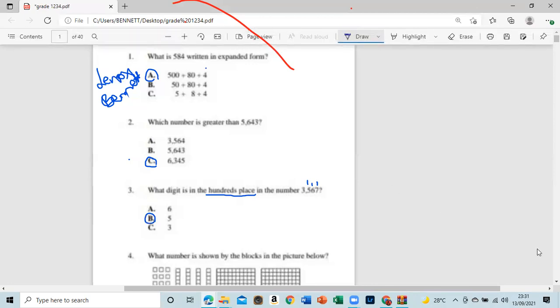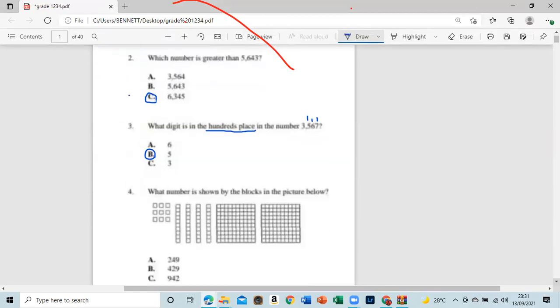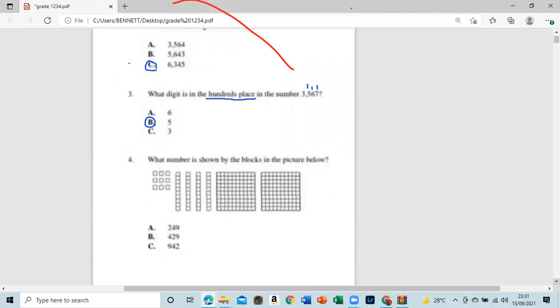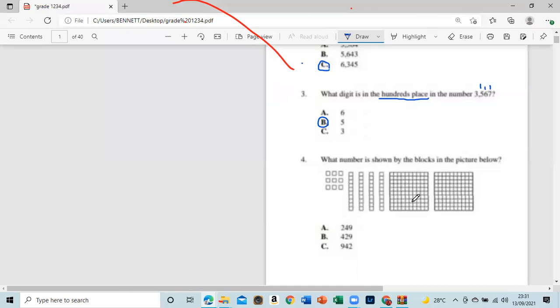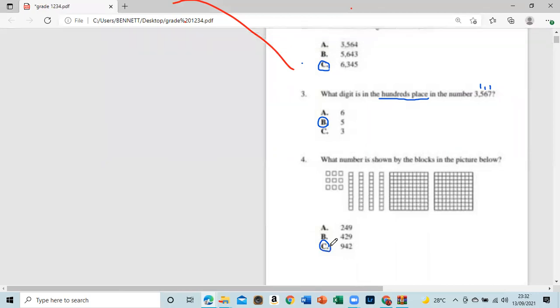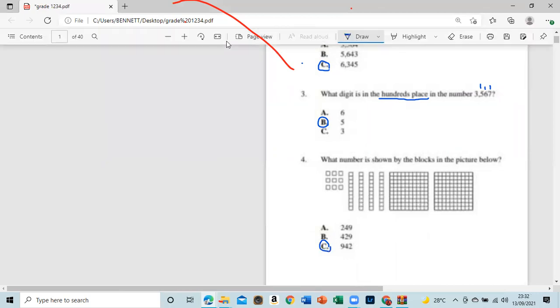Let's move on to number 4. A child in grade 3 going to grade 4 should know all of this. What number is shown by the blocks in the picture below? We have one of these and that, so that would be two of these. Let's double check. We have four of these, 1, 2, 3, 4, and we have 9. So that's 942. This can be a little bit tricky, so you have to pay attention to the little ones.